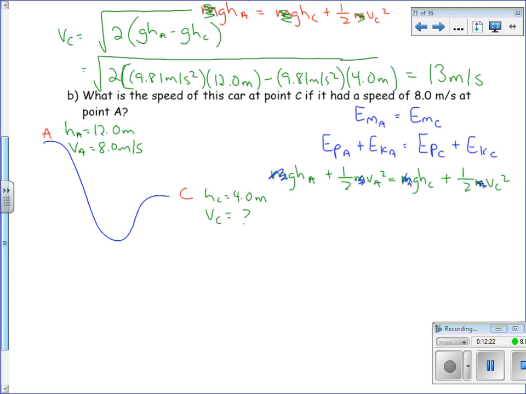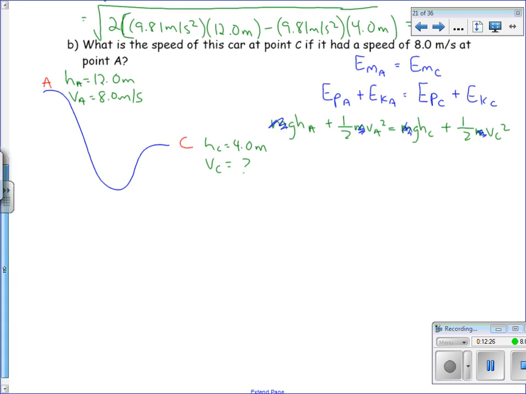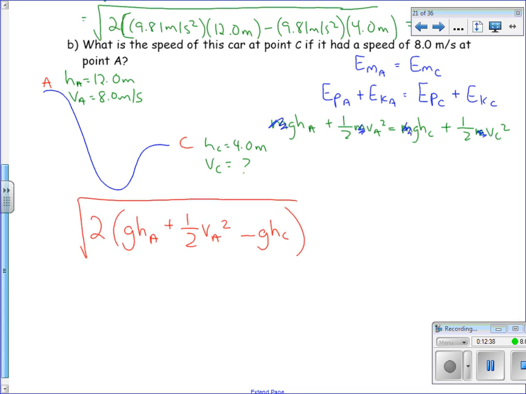And we're going to do something similar to what we did before. We need to subtract off. So everything on the right-hand side stays the same. So gHA plus 1/2 vA squared. But we have to subtract off the gHC. Then we times everything by 2 and take the square root. And that'll give us the velocity at C.